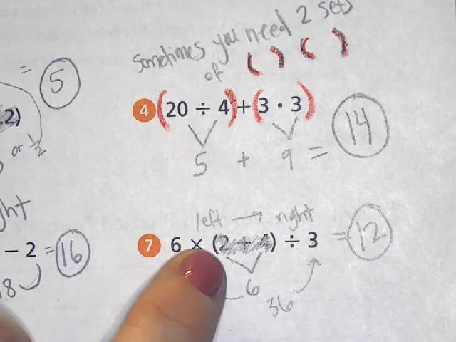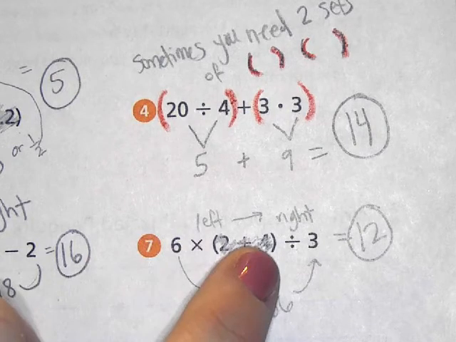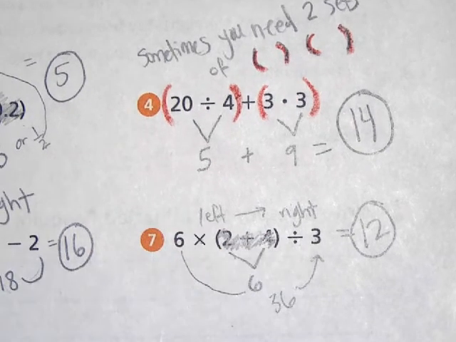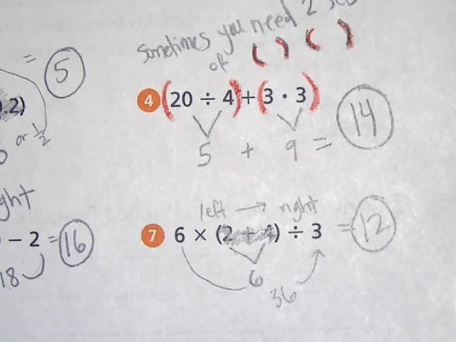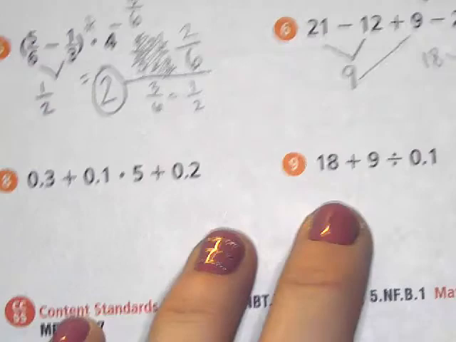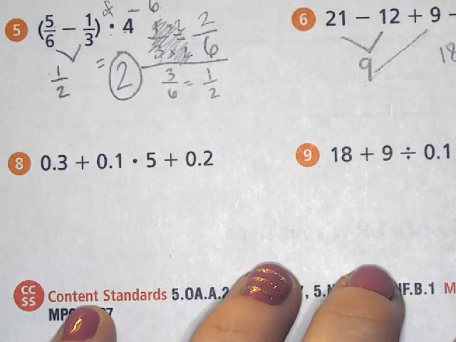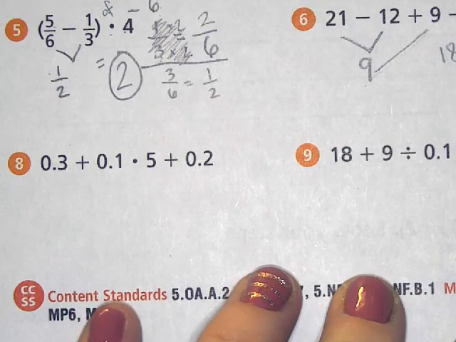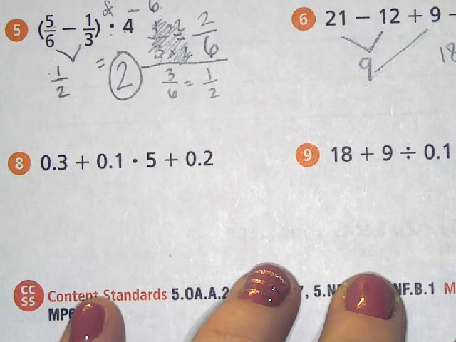Let's for fun see what would have happened if we didn't do the right operations first. Like if we didn't start in parentheses. 6 times 2 is 12. 12 plus 4 is 16. 16 divided by 3 is like 5 and a third. Quite different than 12. So it's important. Nod your head if you know that it's important. Okay. I'll stop lecturing its importance then since you know it.